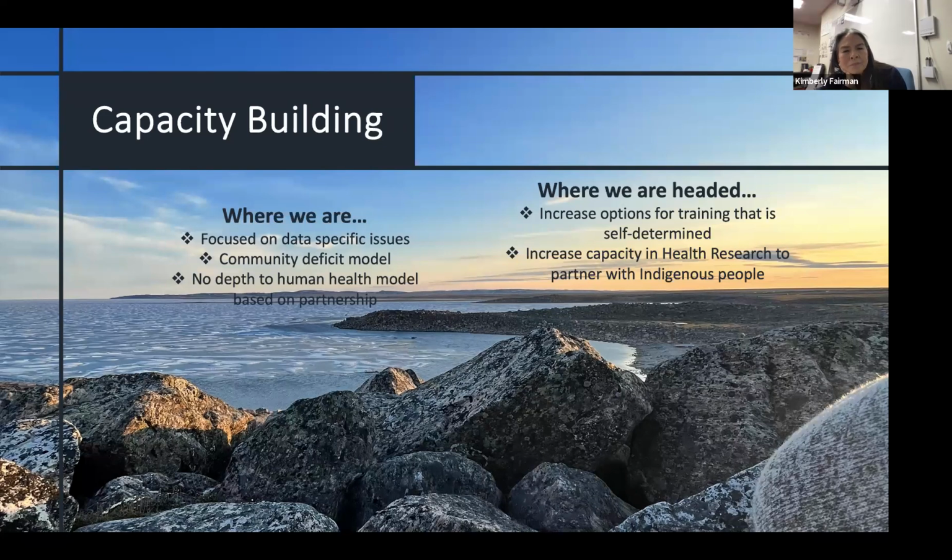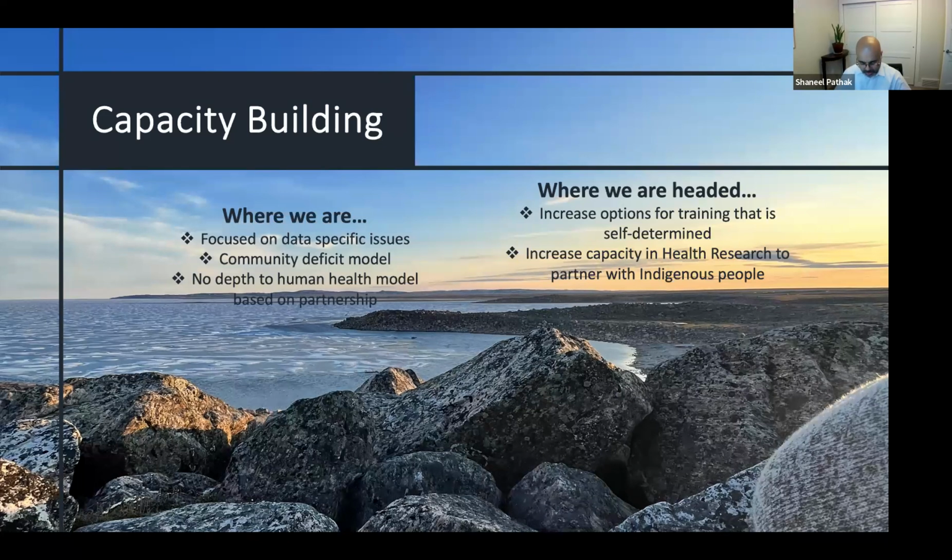And then often we think about rural and remote or even patient partners. In the healthcare system, we often use a deficit model, which I don't think is helpful. There is a lack of depth to the health model, that it's not based on partnership, it's based on power resting in one place.